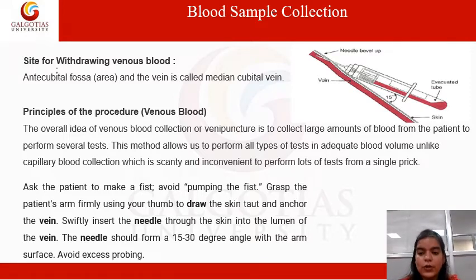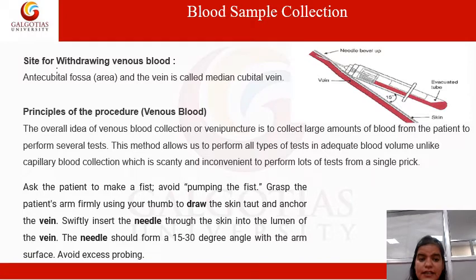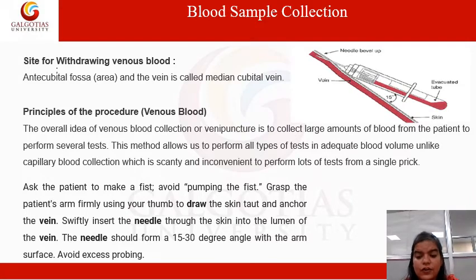And now we are going to talk about the principles of collecting venous blood. The overall idea of venous blood collection, or venipuncture, is to collect a large amount of blood from the patient to perform several tests. Whenever we have to perform a lot of tests, we prescribe venous blood, and the method allows us to perform all types of tests with adequate blood volume, unlike capillary blood collection, which is scanty and inconvenient for performing lots of tests from a single prick.